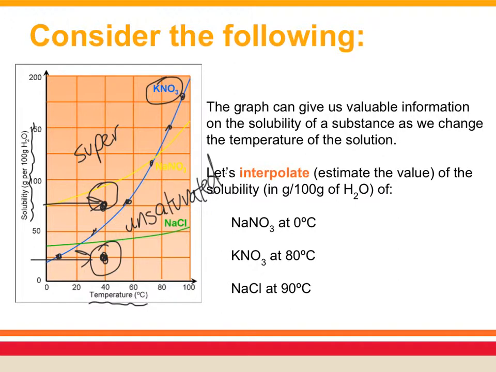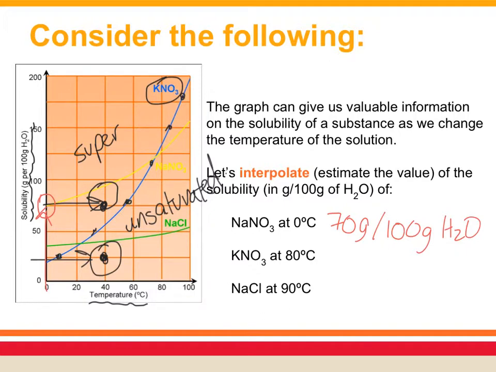So NaNO3 is our yellow curve here. At 0 degrees Celsius, we are at roughly 70 grams per 100 grams of water. So that means we could take 70 grams of NaNO3 at 0 degrees Celsius, and we should be able to dissolve it in 100 grams of water.